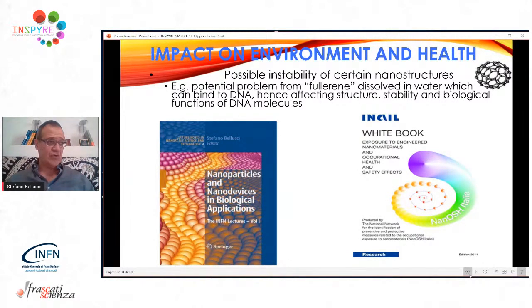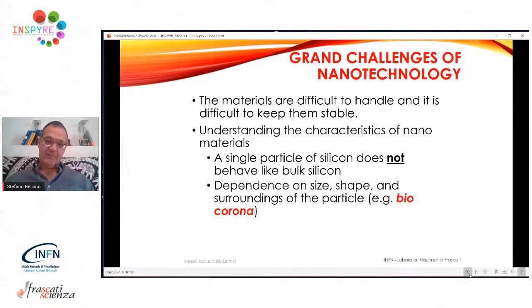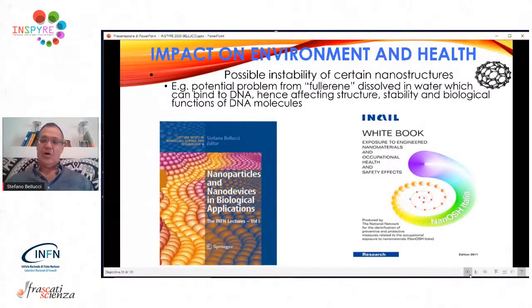Then in 2015, the European Union took up our recommendations on best practices and delivered the directive that was essentially disciplining all the devices that contain nanoparticles, defined as objects with 100 nanometers or less in size. And here, by the way, I mention the problem of fullerene that, dissolved in water, can bind to DNA and therefore can change its structure and stability. So truly the question that was addressed before is a concern.